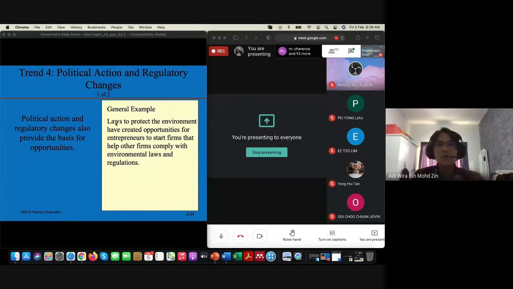All right, so now we take a look at the last part under the observing trend, which is political action and regulatory changes. When we talk about political action and regulatory changes, it usually happens when the leadership changes. When the leadership changes, especially in countries, there will be changes in policy making as well. Just like our previous prime ministers and current prime ministers, each of them has their own policy, so certain policies can be changed. From Donald Trump to Joe Biden, of course there will be certain policy changes as well, especially on international trade.